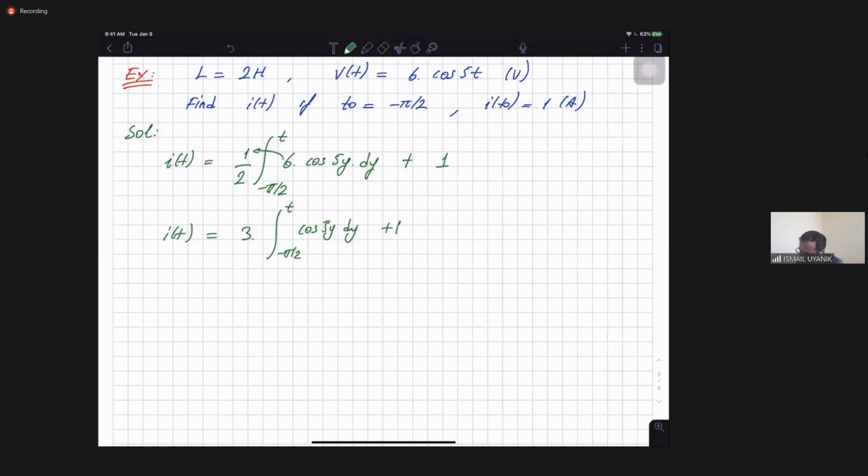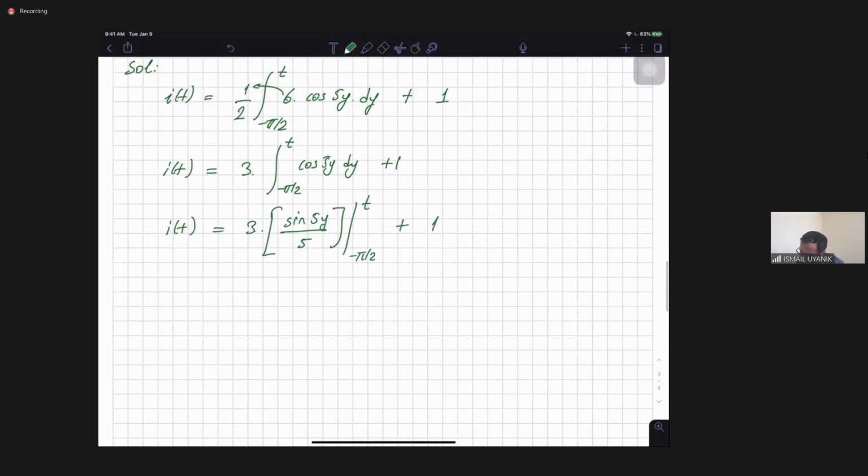So I need a volunteer to help me. What is this integral? Sine 5y over 5. Perfect. So that is sine 5y over 5. And then I need to evaluate this from minus pi over 2 to t, right? So I can take that 5 out. That will be 3 over 5, which is just 0.6, right? And then for this inside, I will be having sine 5t minus sine of minus 5 pi over 2, right?